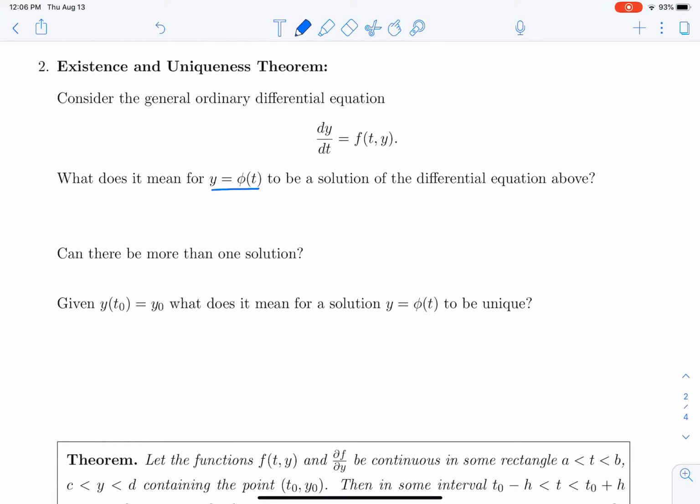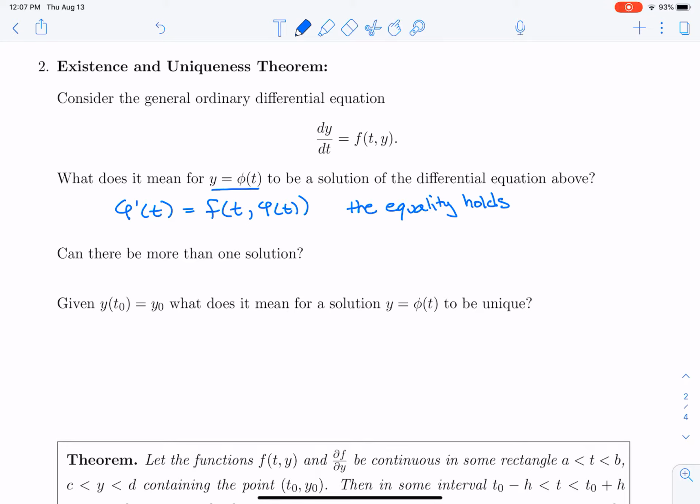Okay, so what does it mean for y equals phi(t) to be a solution to the differential equation? Well, what it means is I should be able to take the derivative of phi, the derivative of that formula, and then when I substitute the formula into the right-hand side, f(t, phi(t)), then that equality should hold. Okay, so that's what it means to have a solution to the differential equation.